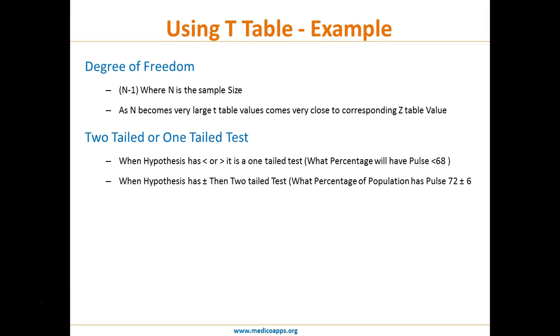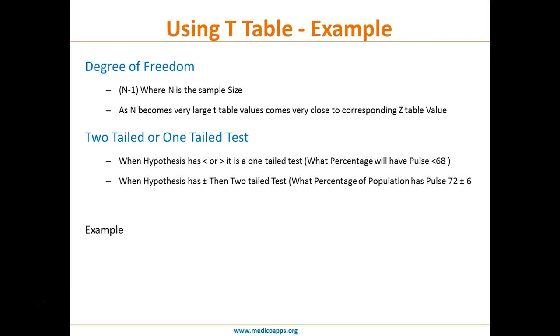When a hypothesis has a plus minus sign, then it is a 2 tail test. So what percent of the population will have a mean pulse of 72 plus minus 6? So this is a 2 tail test. Hope you understand, because we will see it with an example of a 2 tail test also.